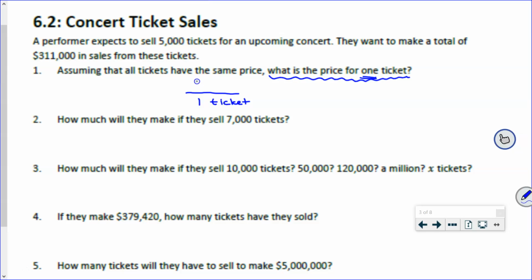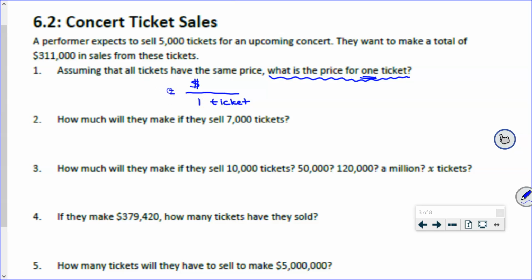So when I set up this problem, before I do any calculations, before I even look at the original information, I really set it up with the end result in mind. I want it to be dollars per ticket or dollars for one ticket, so I'm setting it up that way in the end.